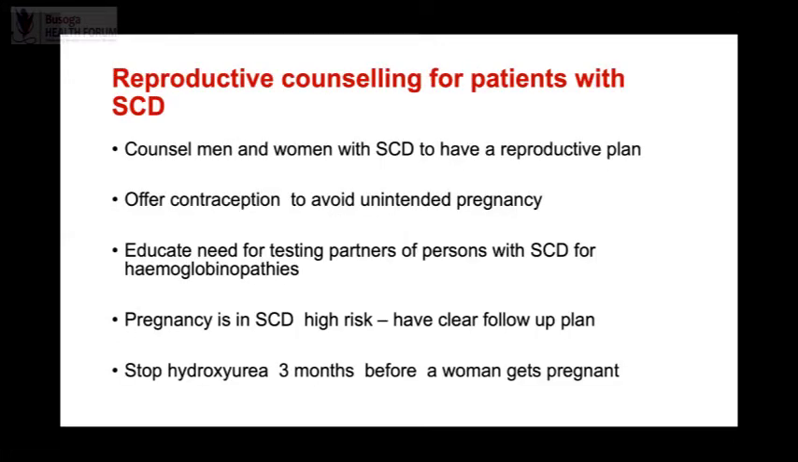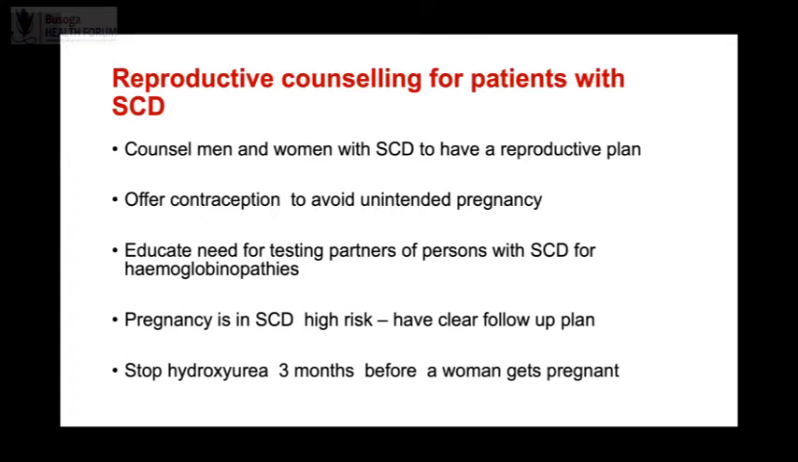Then we are seeing that our children are growing. They're becoming adolescents, becoming adults, and they're getting into relationships. So we need to counsel them about their reproductive life. Counsel men and women, now that they've become men and women or young adolescents with sickle cell disease, to have a reproductive plan. Talk to them about it. Do they want to have children? Do they have a partner? So they have to have a reproductive plan.